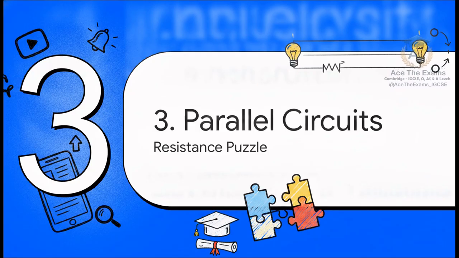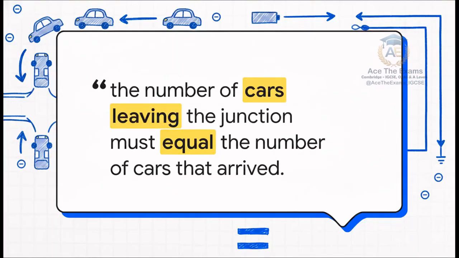Okay, let's get back to it. Section 3, Parallel Circuit Calculations, Solving the Resistance Puzzle. We're going to dissect the mathematical framework of parallel circuits. The source material uses this brilliant metaphor of cars at a junction to explain a massive rule of the universe. Just like energy, electric charge is fundamentally conserved. Electrons don't just magically appear out of thin air, and they don't vanish.